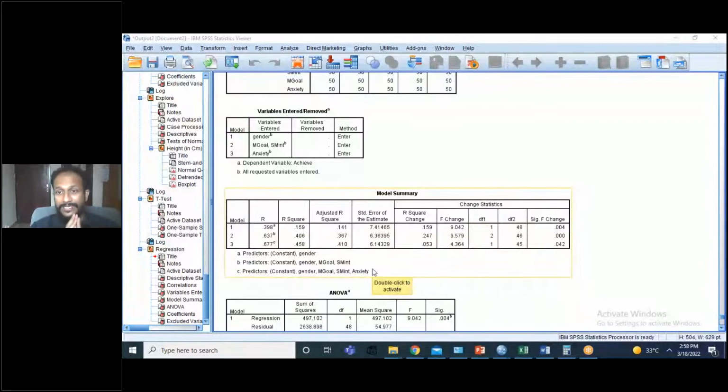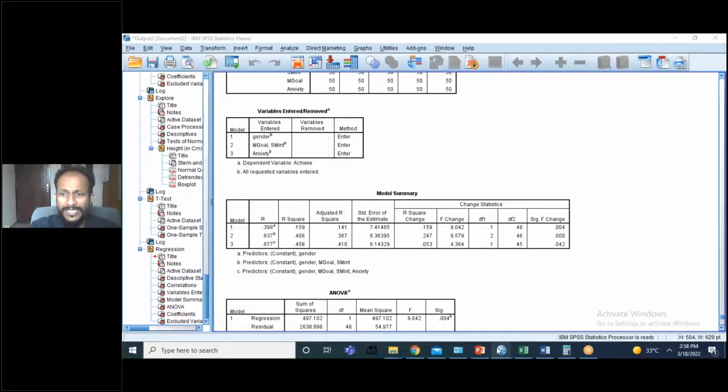Now, in this case, who has added the independent variables? I have added, because you have seen me, I have added gender in block 1. In block 2, I have added M goal and S mint, which is nothing but goal and subject matter. And I was the one who added anxiety. Just recollect this. SPSS did not do anything. Now, I want to outsource this job of adding. I don't know which one has high impact or which is not impactful. I wanted to give this task to SPSS and see what output I'm getting.